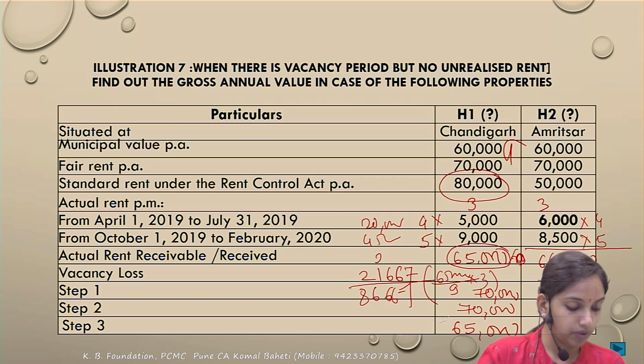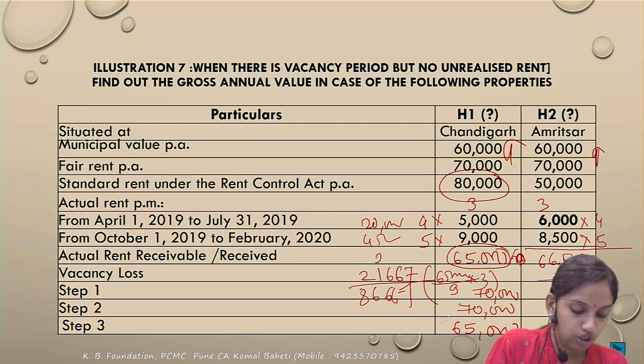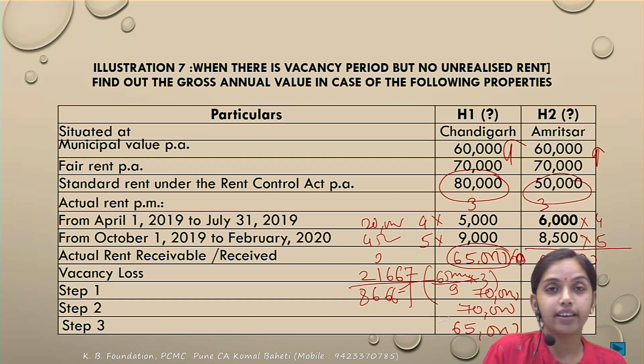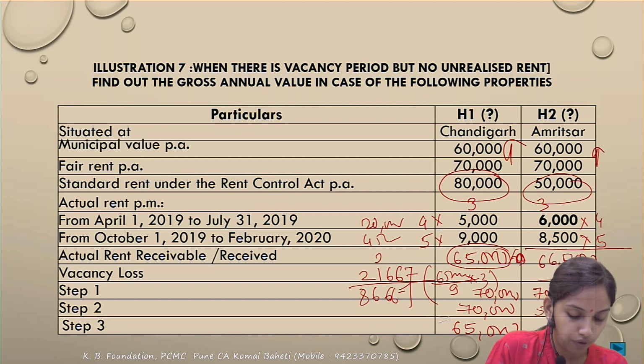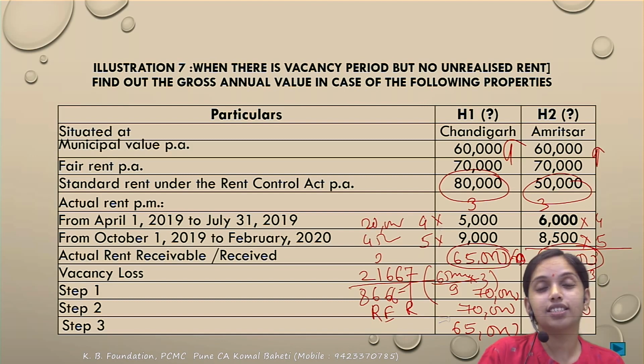Step 1 answer: the municipal value is to be compared with the fair rent, whichever is higher. So the answer of step 1 comes to 70,000. The answer of step 2 is to be compared with the standard rent, whichever is lower. So it is 50,000. And the reasonable expected rent is 50,000, and that is to be compared with the actual rent receivable, which comes to 66,500. So whichever is higher would become the GAO.